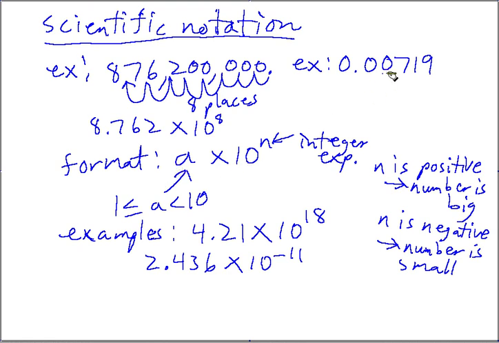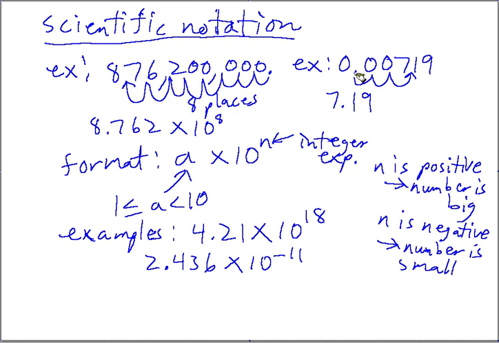Here, that's a very small number, so n is going to be negative. So let's move it, again, this time I move the decimal point to the right, because I'm trying to get a number between 1 and 10. Here's my decimal. Let's move it to the right to make that happen. 1, 2, 3. Stop at 3 because that's 7.19. If I move it one more over, I get 71.9. That's not between 1 and 10.